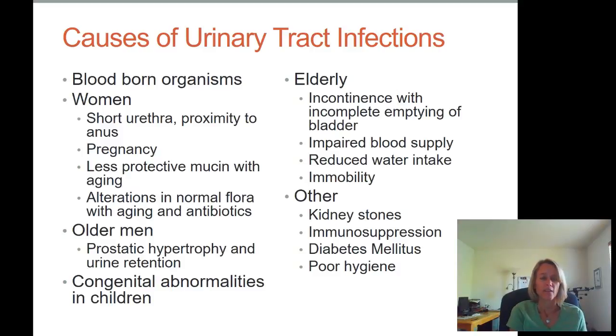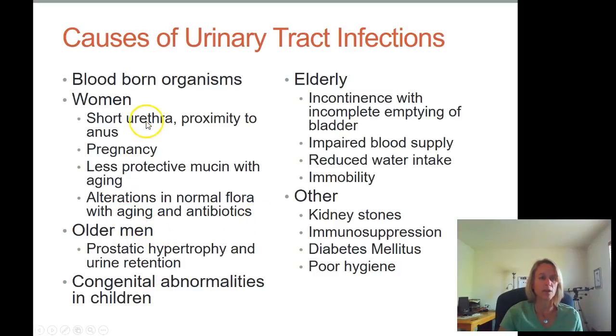Pregnancy can also lead to increased urinary tract infections due to more difficulty with normal urination during pregnancy. We see less protective mucus with aging, and we also see alterations in normal flora with both aging and with antibiotics.